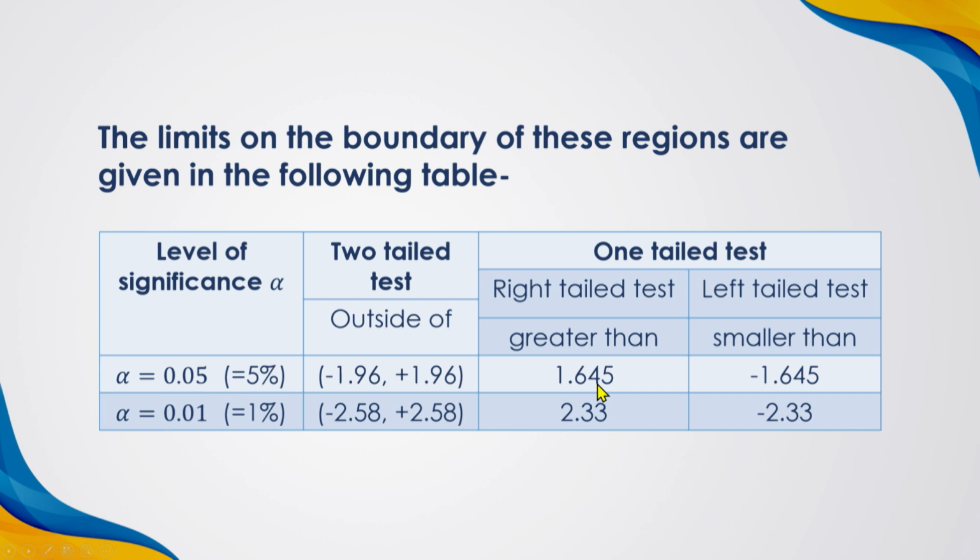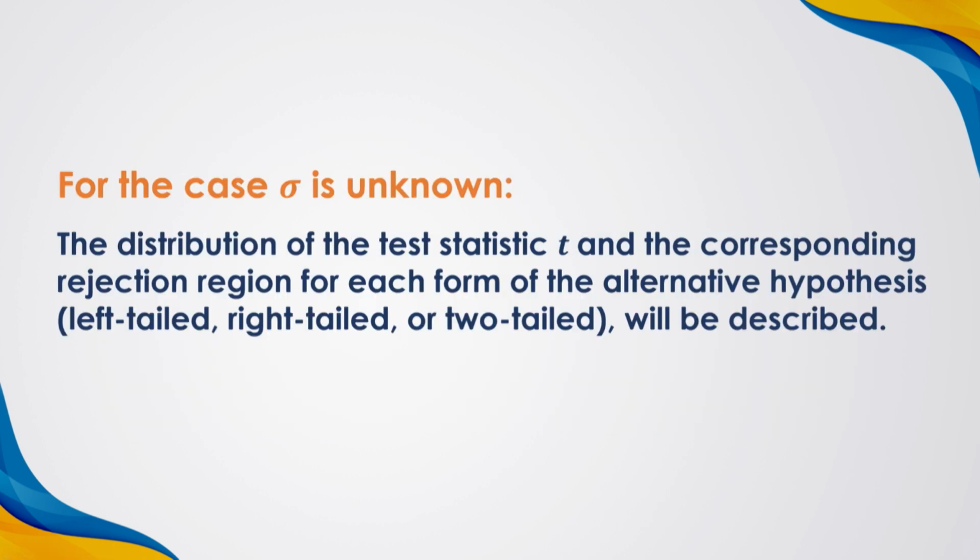The limits on the boundary of these regions are given in the following table. There are 2 rows: the first row is for alpha equal to 0.05, the second row for 0.01. There are 3 columns; the first column is for the two-tailed test, that is, not equal to type. Then the critical region is outside the interval minus 1.96 to 1.96. For 1%, this is the interval; the point should lie outside this interval to get rejected. For a one-tailed test, a right-tailed test means the value is greater than 1.645. When you have a left-tailed test, the value must be smaller than minus 1.645. Similarly for the 1% case.